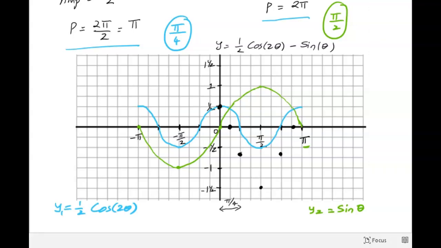If I take into account the value at pi, the blue graph has a value of a half, and the green one has a value of 0. So half minus 0 is equal to a half. So that's where it's going to complete the right hand side. Similarly, the left hand side is going to follow pretty similar patterns, but given that the graphs have different periods, it might not necessarily. So let's go one by one.